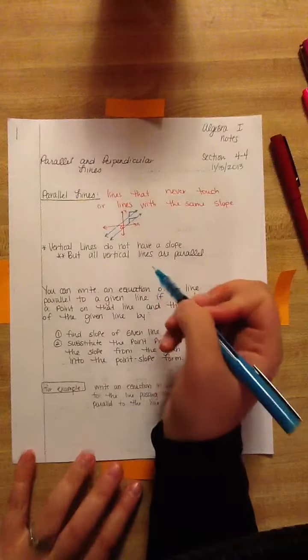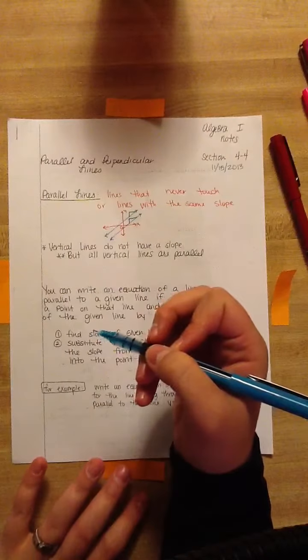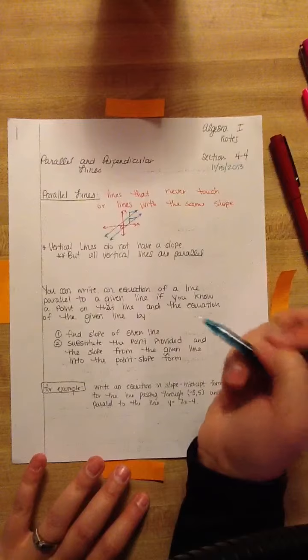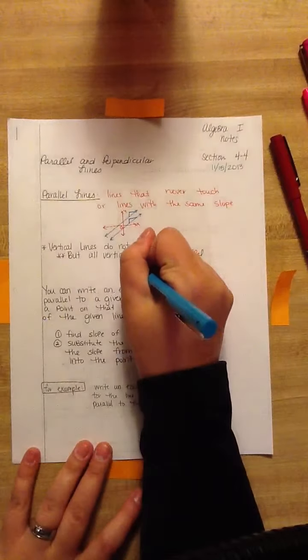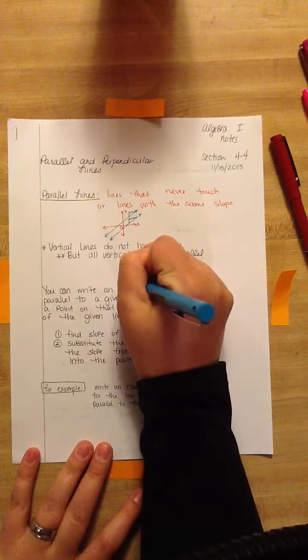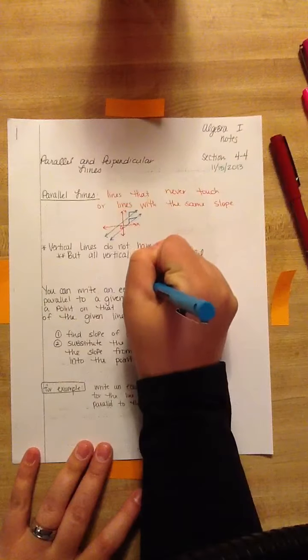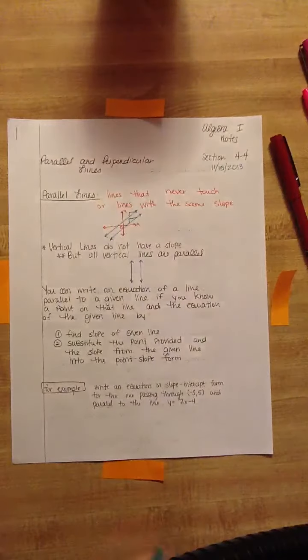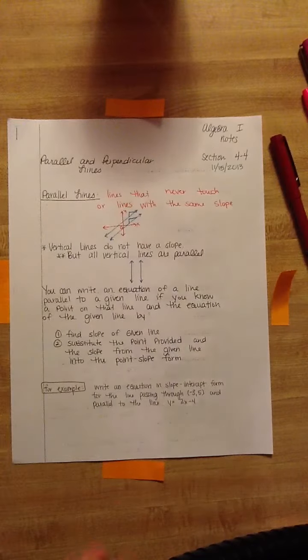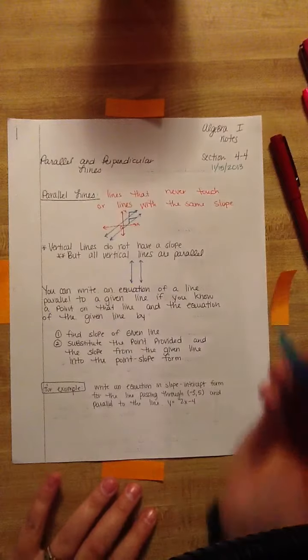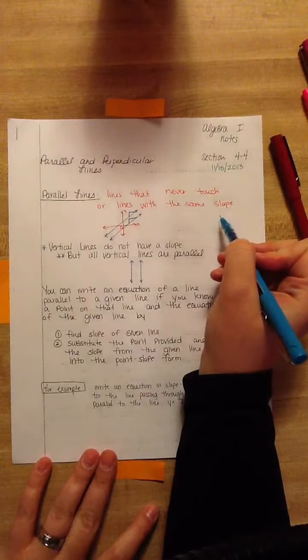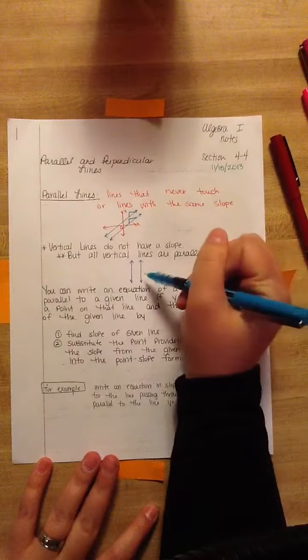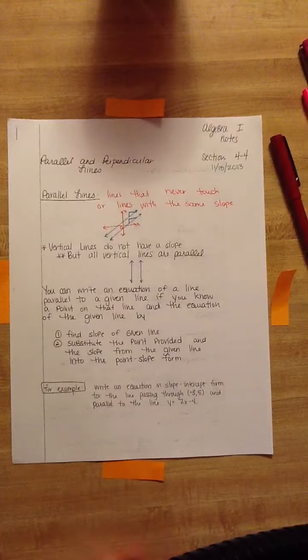Vertical lines, remember, they don't have a slope. We talked about that in the previous 2 sections, but vertical lines are parallel. That makes sense. If I have a line that goes like this, it's straight up and down, and I have another line that's straight up and down, it doesn't matter how far you go, they're going to never touch, so they are parallel. However, when we're talking about them in terms of slope, we won't be able to because vertical lines don't have a slope.